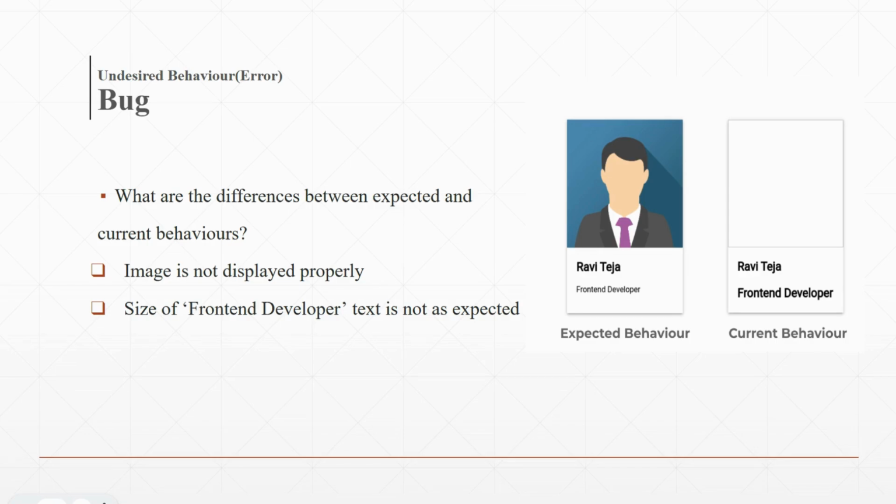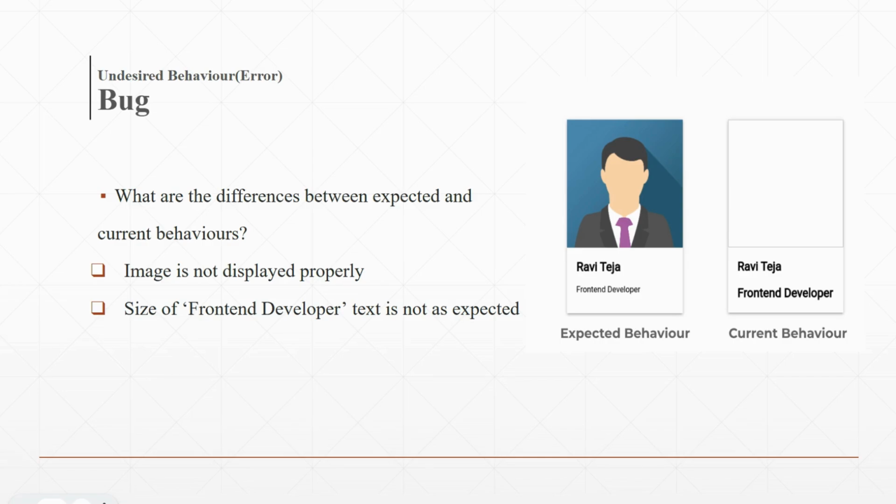So now let's understand a simple example. The expected thing was an image, the name of the person, and the designation. Here, you can see the image, then Ravi Teja, and then the designation, front-end developer. But with the code that I have written, I got an output like this. The image is missing. One bug is the image is missing. Another bug is the front-end developer designation should be small, but it is very big. That is another bug we can observe. So these are the bugs that we have observed.